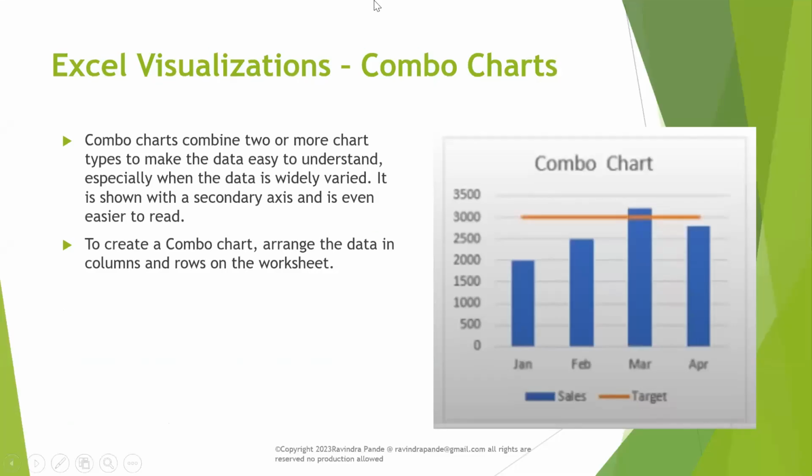Combo charts combine two or more chart types together to make the data easy to understand, especially when the data is widely varied. It is shown with a secondary axis, which is even easier to read. Here they have used a combo chart. One is a line chart, one is a column chart, and they have superimposed it. To create a combo chart, arrange the data in columns and rows on the worksheet. So let me show you these types of charts.